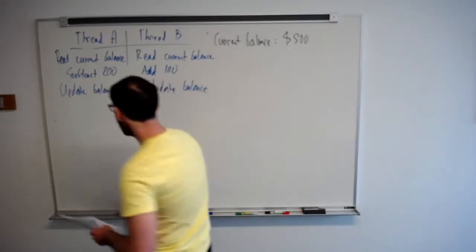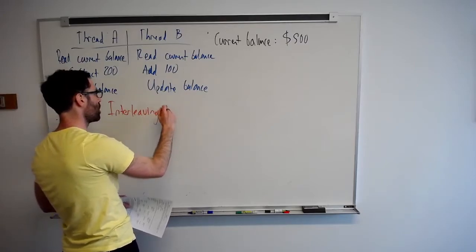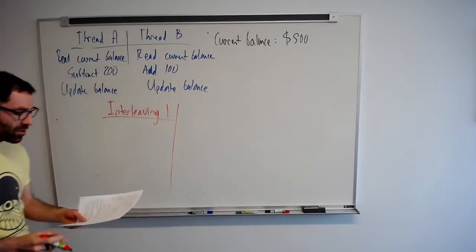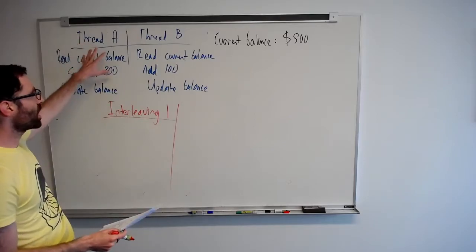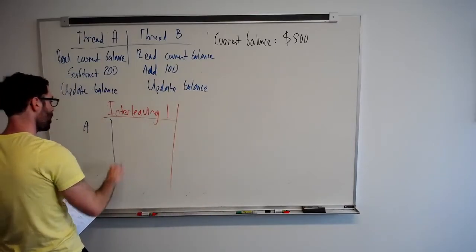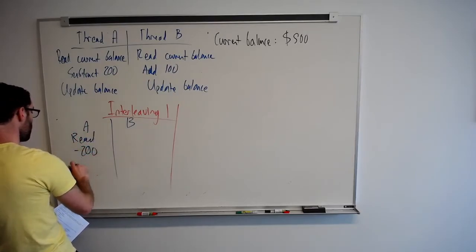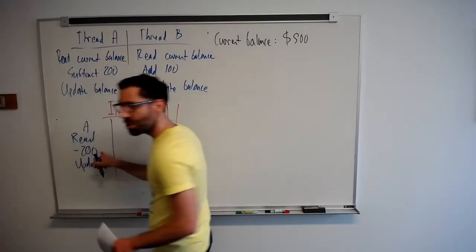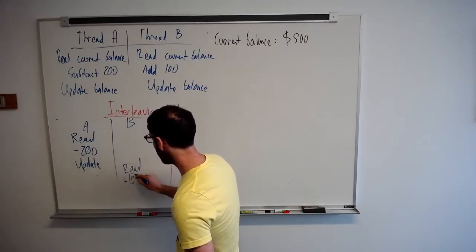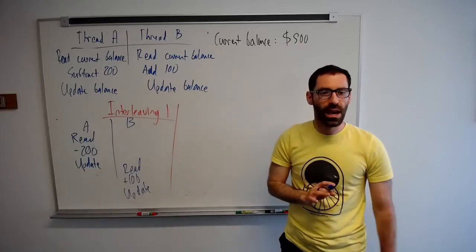And so these are what are called interleavings. So we have interleaving one. It's the situation where all of thread A happens before all of thread B. So we have A and B, and A does read, minus 200, and update, and B, after A is finished, does its read, plus 100, and update. And all is well. We end up with $400 in my account as expected.